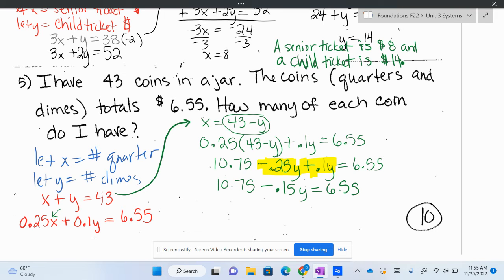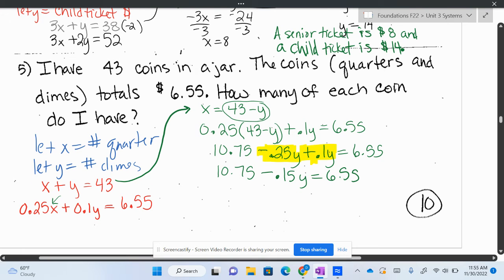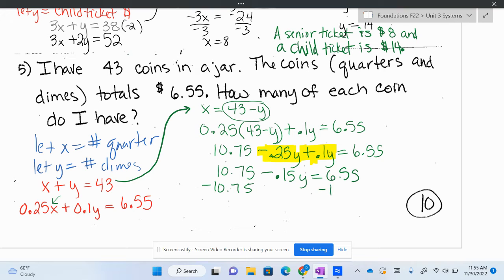Gavin, if this were your problem, how would you get y all by itself? I want you to do that with your calculator. I'm going to write it down, 10.75 minus from both sides. So you are going to take 6.55 minus 10.75.